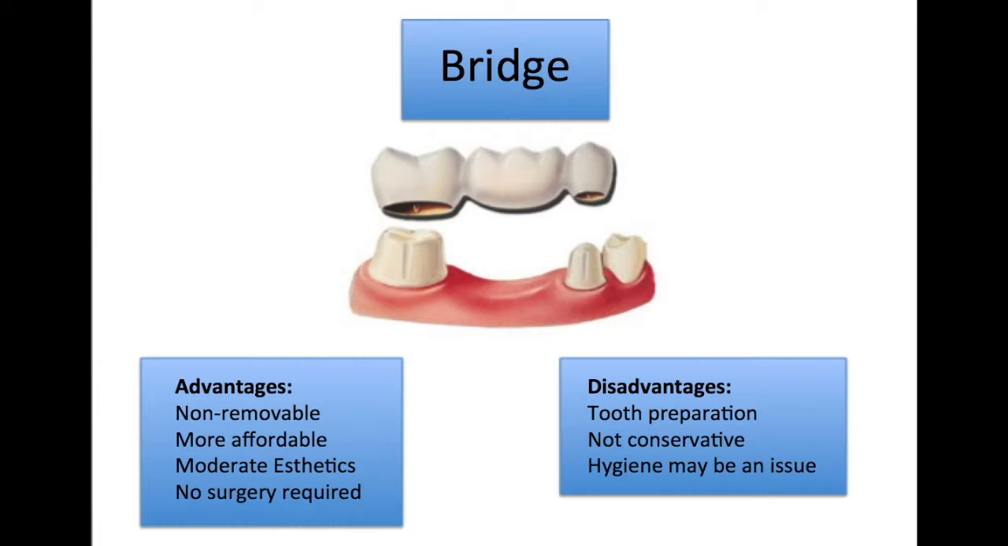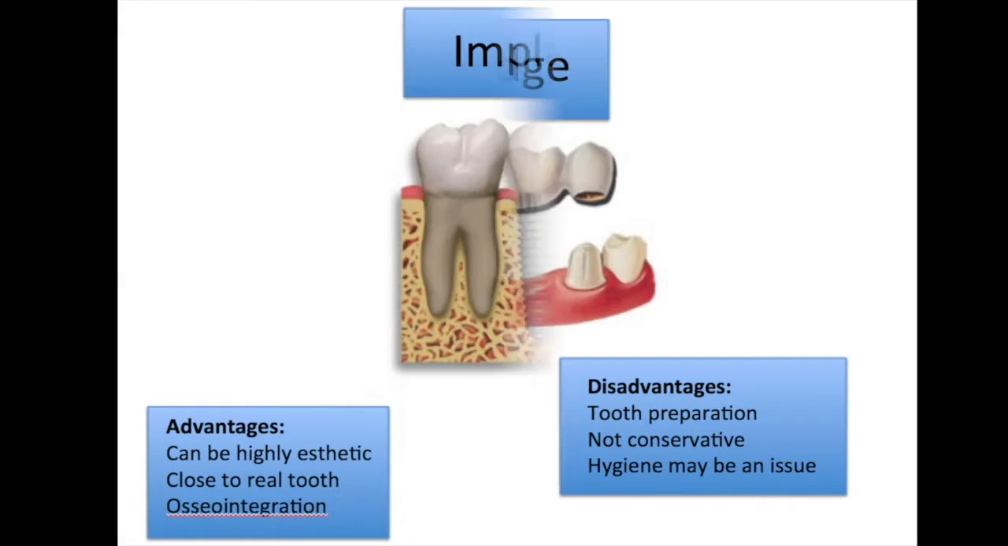Another option is a type of fixed partial denture known as a bridge. It is more affordable than an implant, it is aesthetic, and usually does not require surgery. A major disadvantage is that it requires the removal of tooth structure on the teeth supporting the bridge.